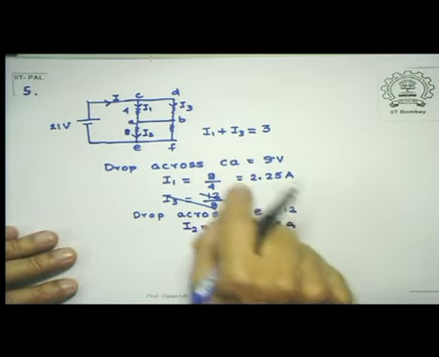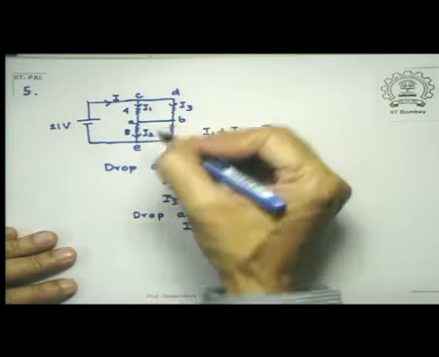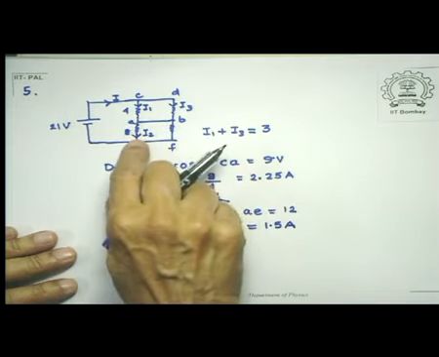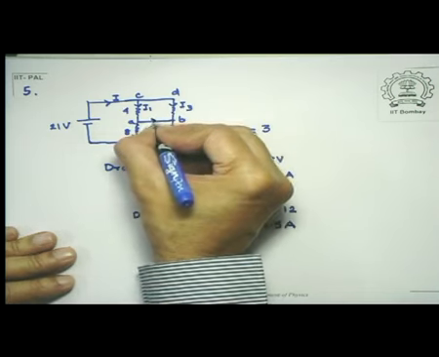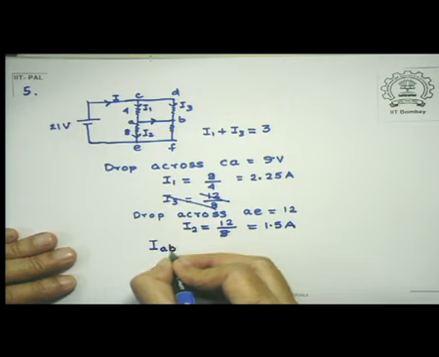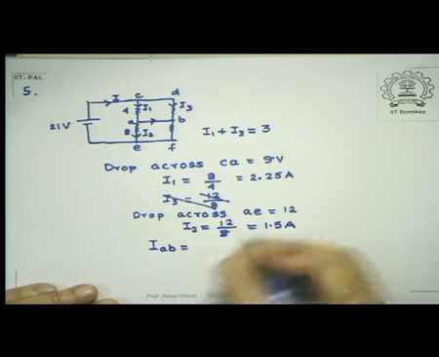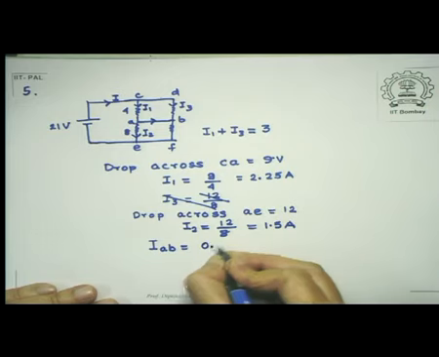So you notice that 2.25 ampere is coming in at C, but 1.5 ampere is going out through this section. So therefore, there must have been a current in this section. So IAB is the difference between the two, because there cannot be any accumulation of charges there. So IAB must be this minus this, that's equal to 0.75 amperes.